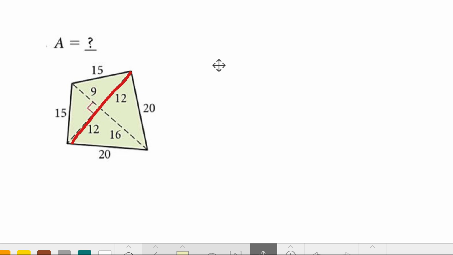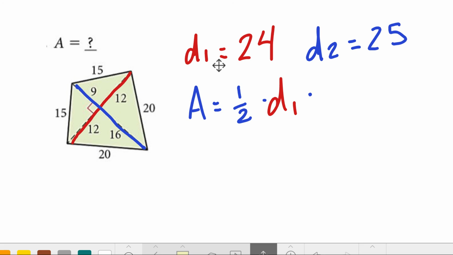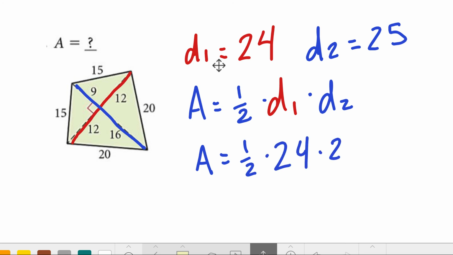The length of the red diagonal is going to be 12 plus 12, so diagonal 1 is equal to 12 plus 12, which is 24. I'm going to highlight the other one in blue. So diagonal 2 is 9 plus 16, which is 25. And now the way we calculate the area is going to be 1/2 times d1 times d2. So we're going to do area equals 1/2 times 24 times 25.